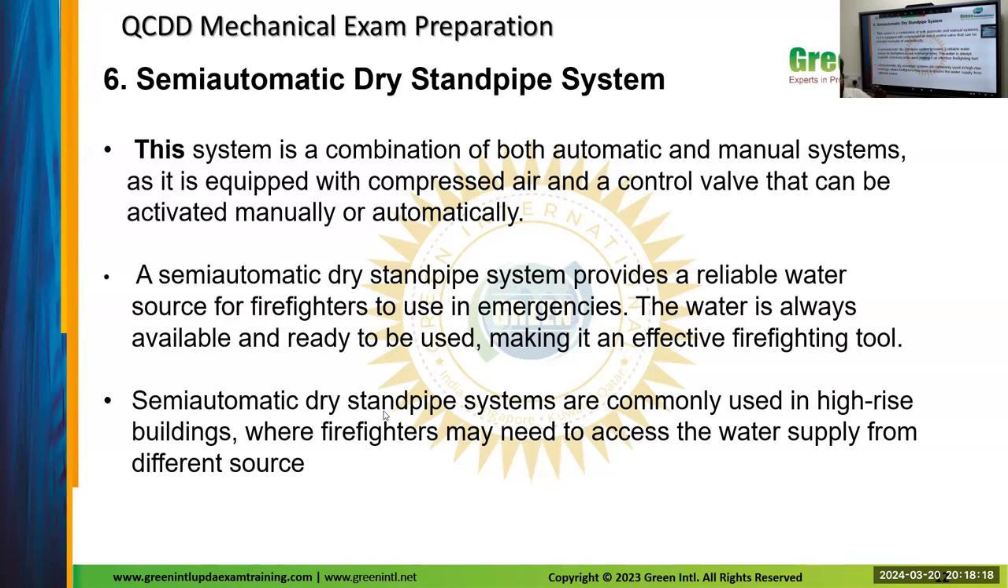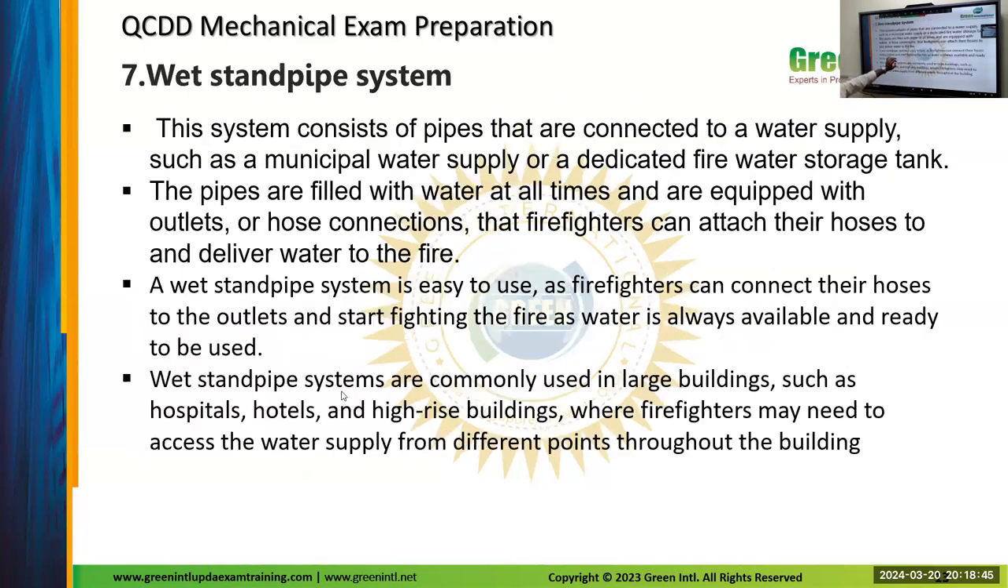Semi-automatic dry standpipe systems. These are all similar to the automatic standpipe systems, where the function of the system is the same, combined with both automatic and manual system, and is equipped with compressed air and a control valve that can be activated manually or automatically. Semi-automatic dry standpipe systems provide a reliable water source for firefighters. Semi-automatic dry systems are commonly used in high-rise buildings where firefighters may need to access the water supply from a different source.